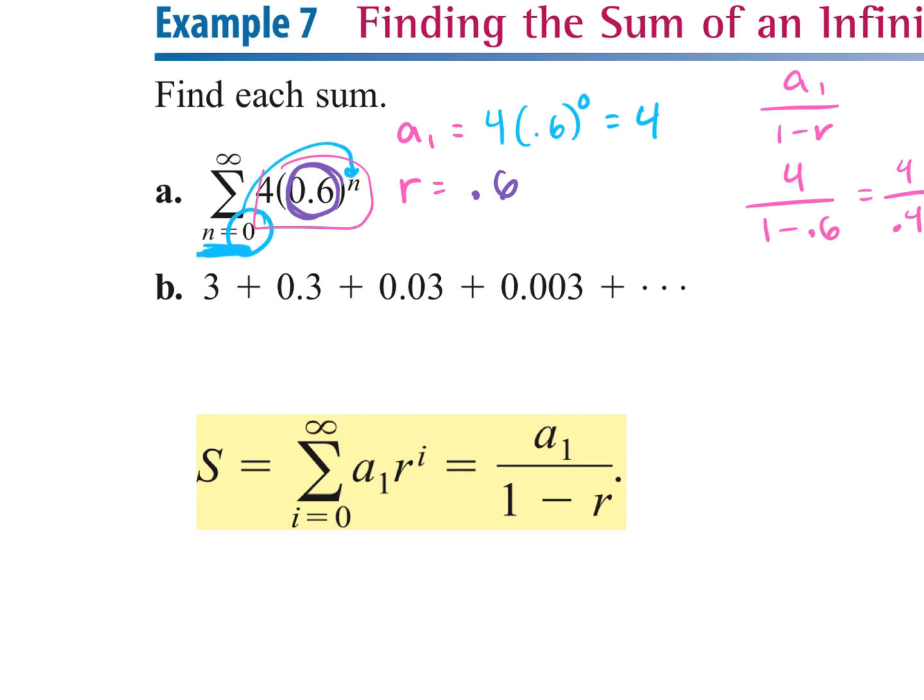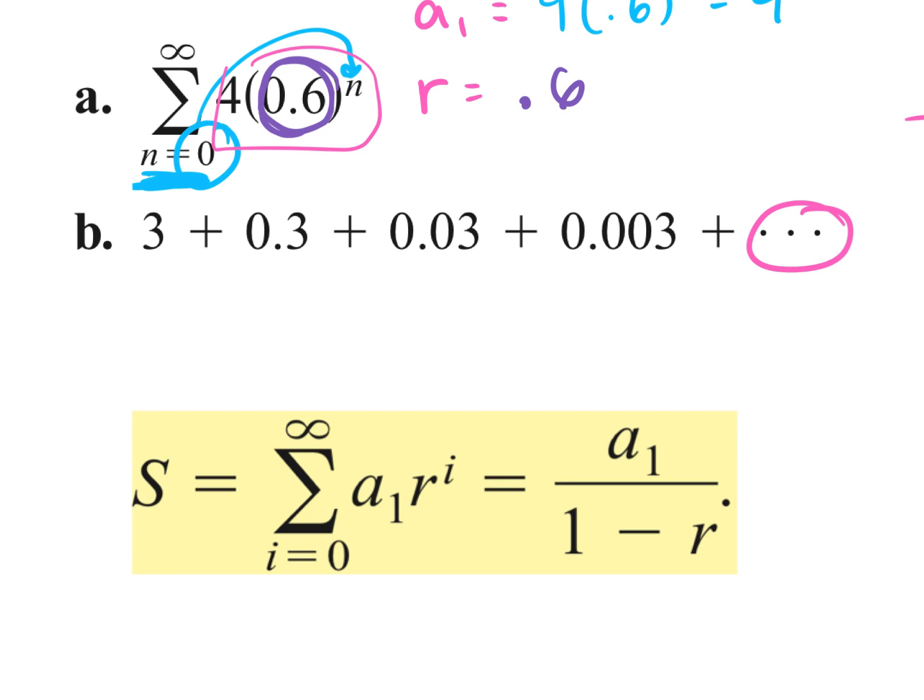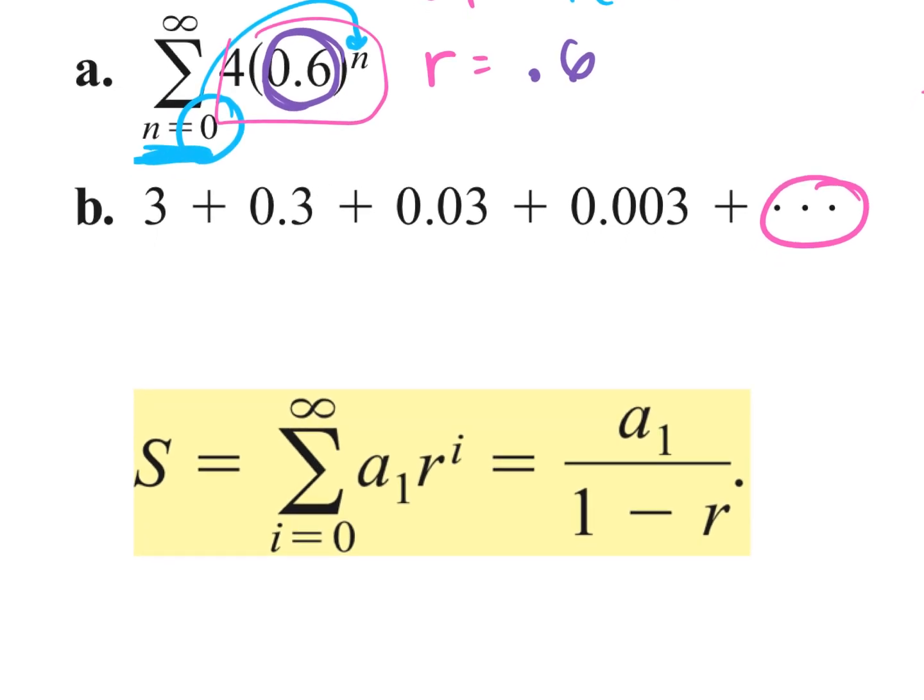All right, for B. So because it has these dots, it's an infinite geometric series, and we have to find the sum again. The plus signs mean that it's the sum. So we need to know what our a sub 1 is and r. What's our first term? 3. Awesome. It's given right there. How do I find r here? I can divide the second term by the first term. So 0.3 divided by 3 would be 0.1.